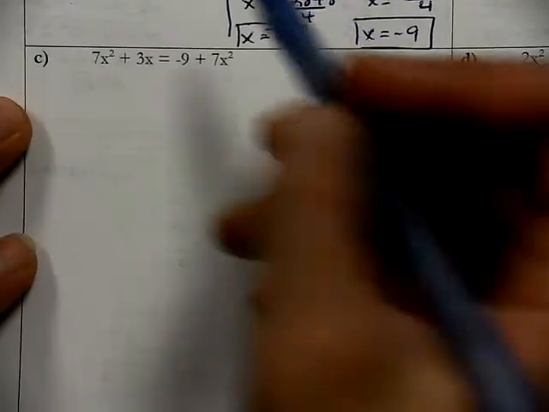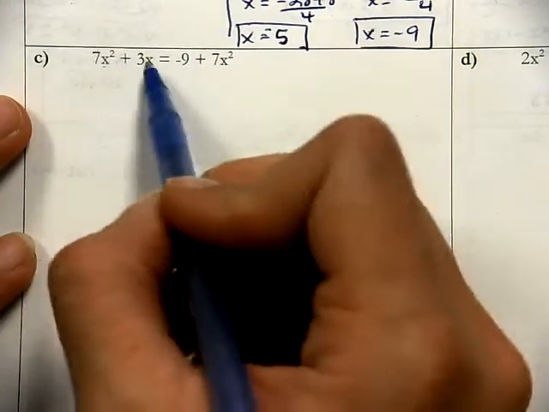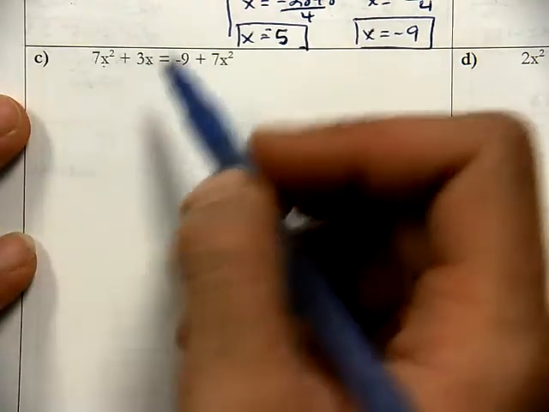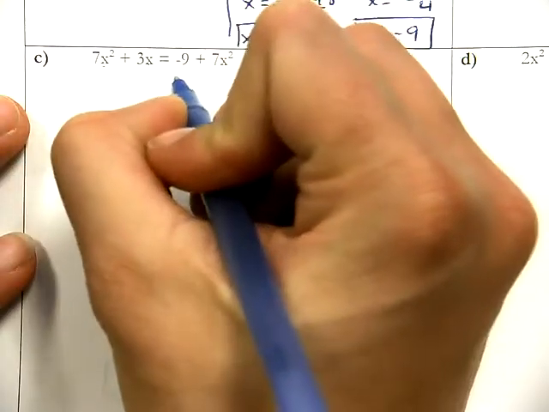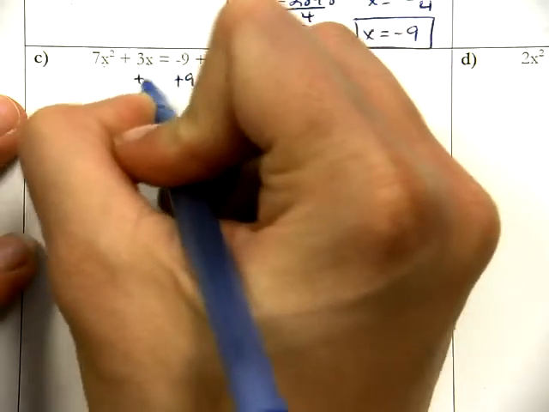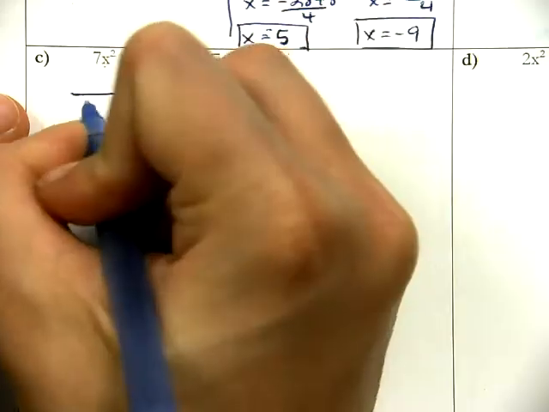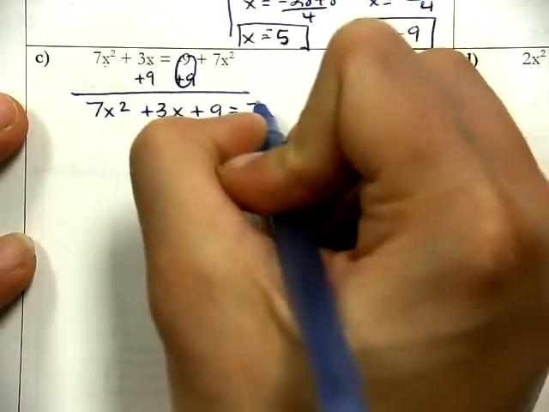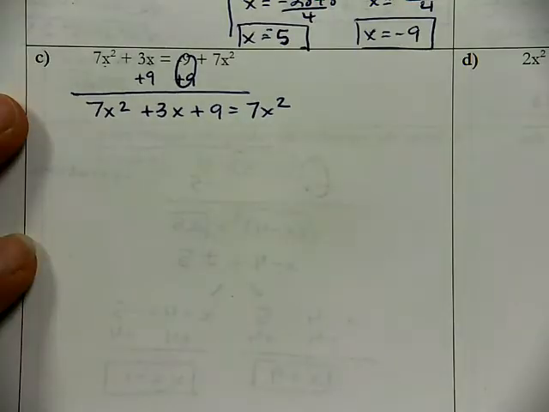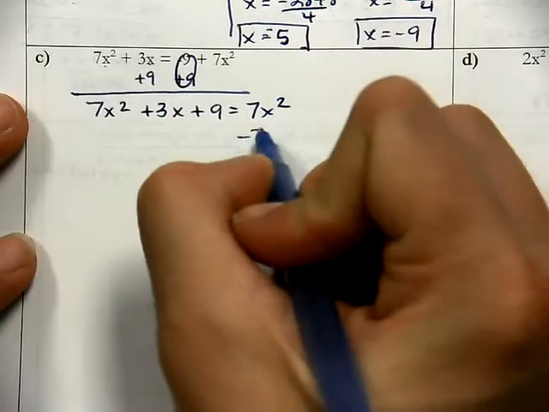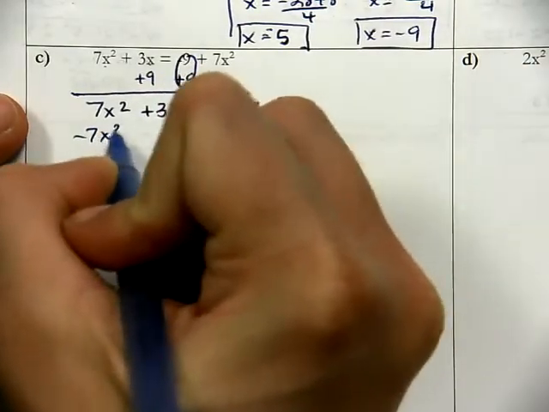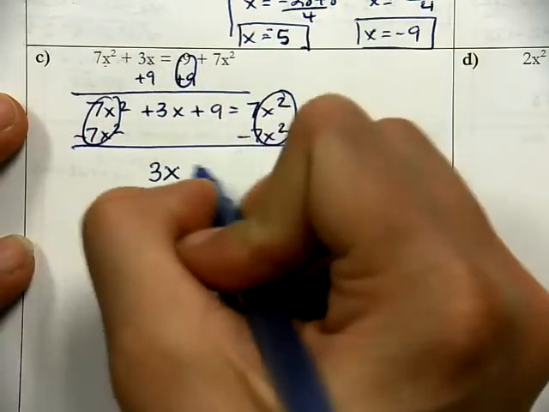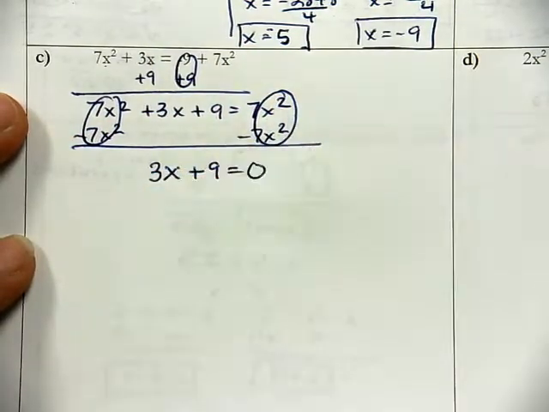Example C. When I look at this one, I see an x squared and an x. I gotta get my x squareds to the same side, everyone to one side, 0 to the other. So I'm gonna add 9 to both sides. Those add to be 0, so I'm left with 7x squared plus 3x plus 9 equals 7x squared. I still gotta move that 7x squared to the other side, so subtract 7x squared. When I do that, these both add to be 0, so I have 3x plus 9 equals 0.